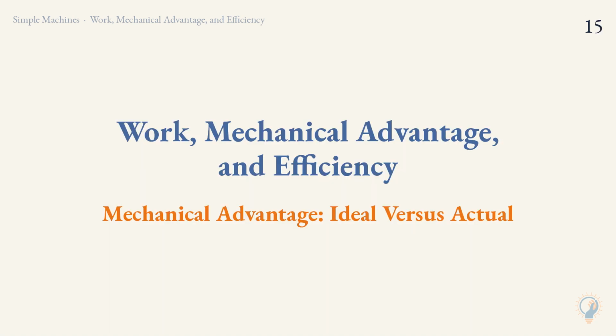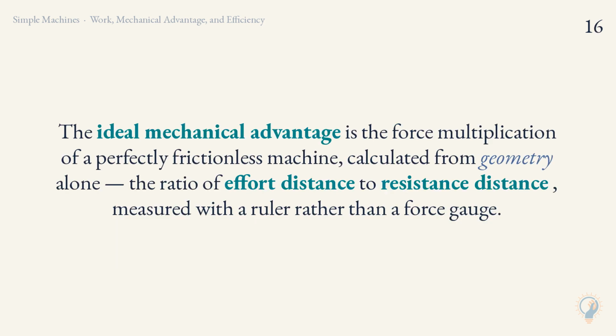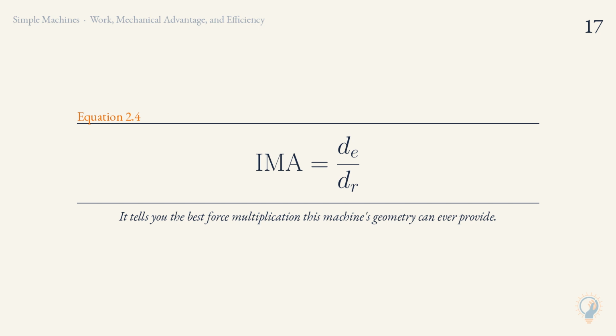Mechanical advantage, ideal versus actual. The ideal mechanical advantage is the force multiplication of a perfectly frictionless machine, calculated from geometry alone. The ratio of effort distance to resistance distance, measured with a ruler rather than a force gauge. Equation 2.4. Ideal mechanical advantage equals effort distance divided by resistance distance. It tells you the best force multiplication this machine's geometry can ever provide.